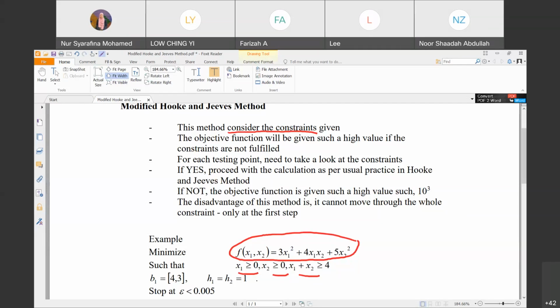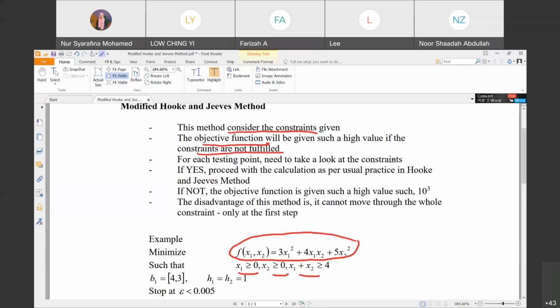Okay, so for this case, we have three constraints. So we need to make sure that all constraints are fulfilled. Then the objective function will be given a very high value if the constraints are not fulfilled. So what is the meaning of this? For each iteration, for each testing point, we have to take a look at the constraints.